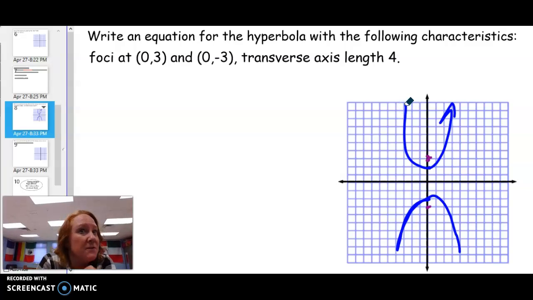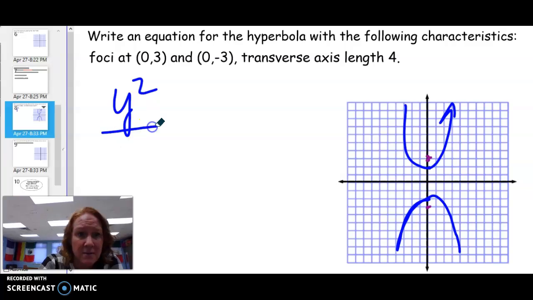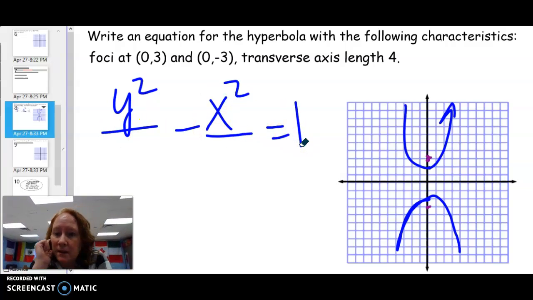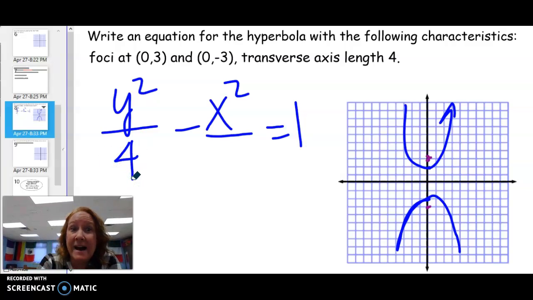If that's the case, who comes first, x squared or y squared? Yeah, y squared comes first. x squared is second, equals 1. Okay, so my a, 2 times 2 is 4. All right, now, this is 5.